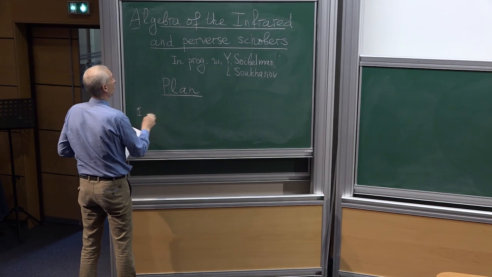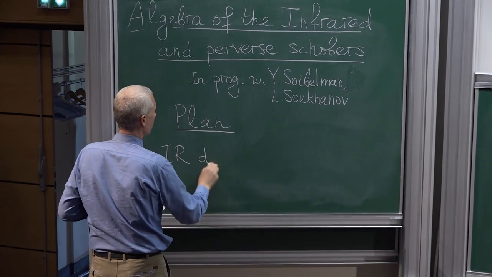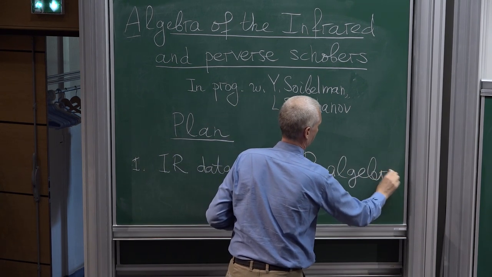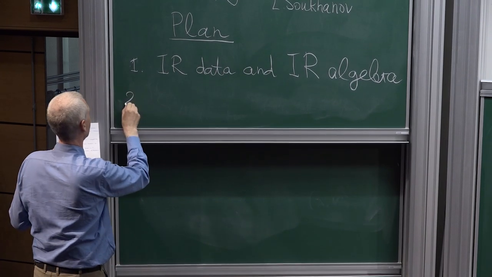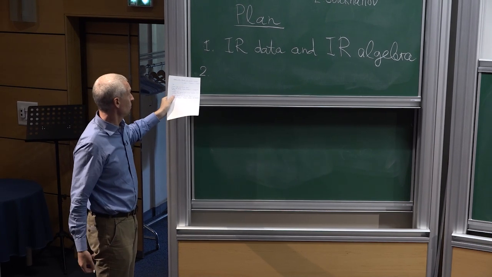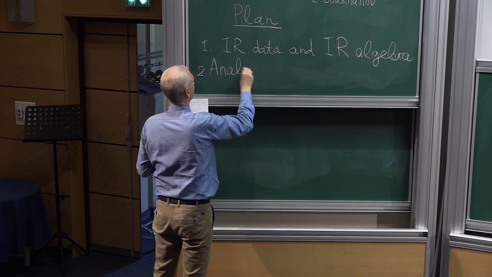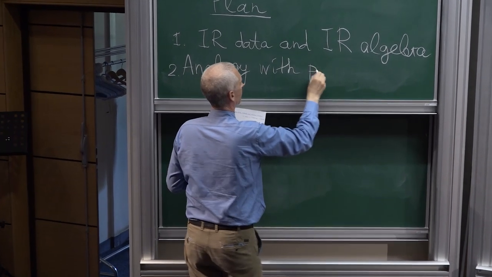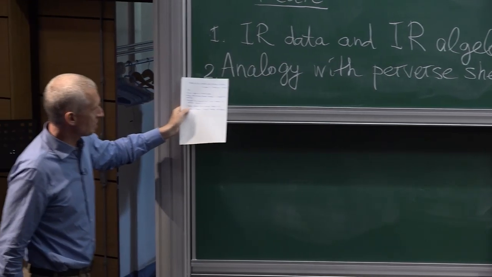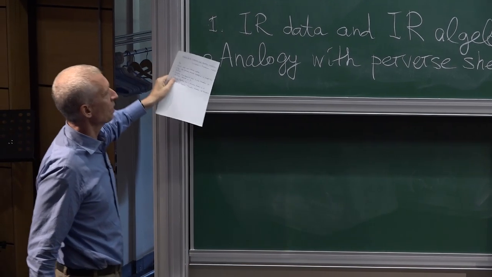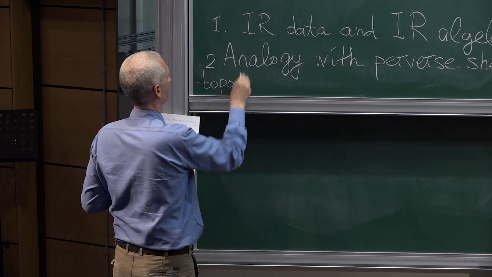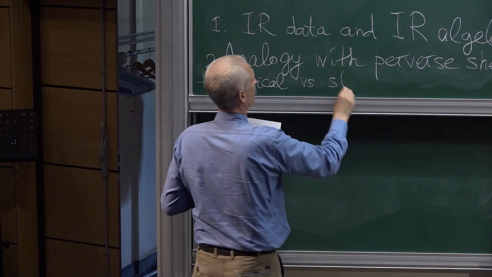First I will recall the concept of the infrared data and infrared algebra, following the work of Gaiotto, Moore, and Witten. Then our initial observation was the analogy between this type of data and the elementary topological concept of perverse sheaves. So, the analogy with perverse sheaves. It's a topological concept, but what appears here is a particular way of looking at perverse sheaves from the point of view of straight line geometry. Let's call it topological versus straight line approach.